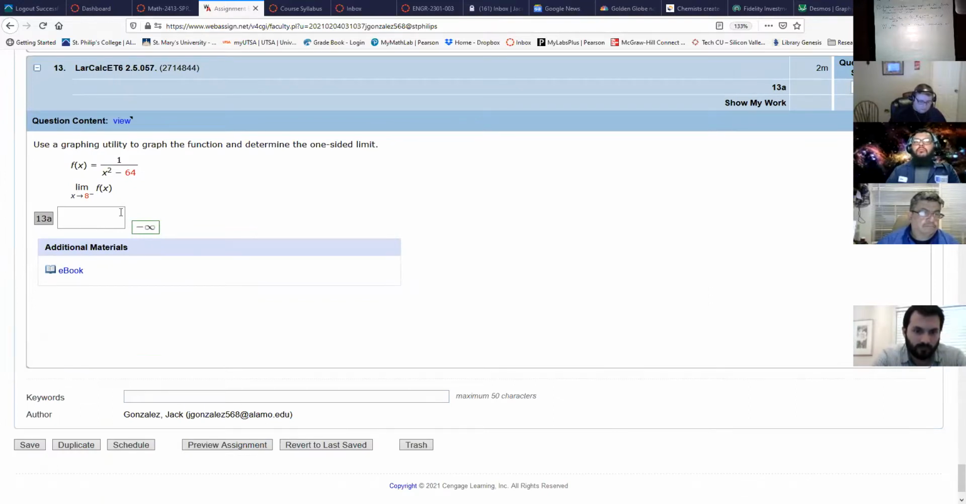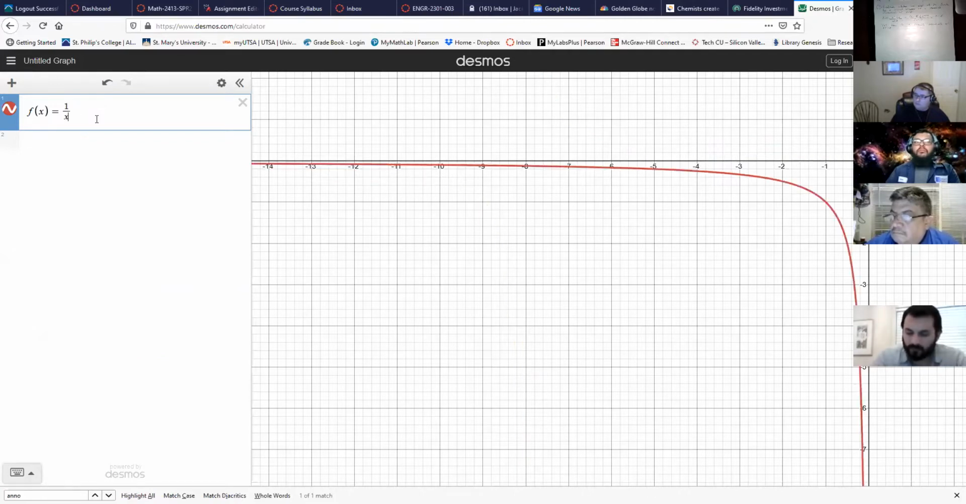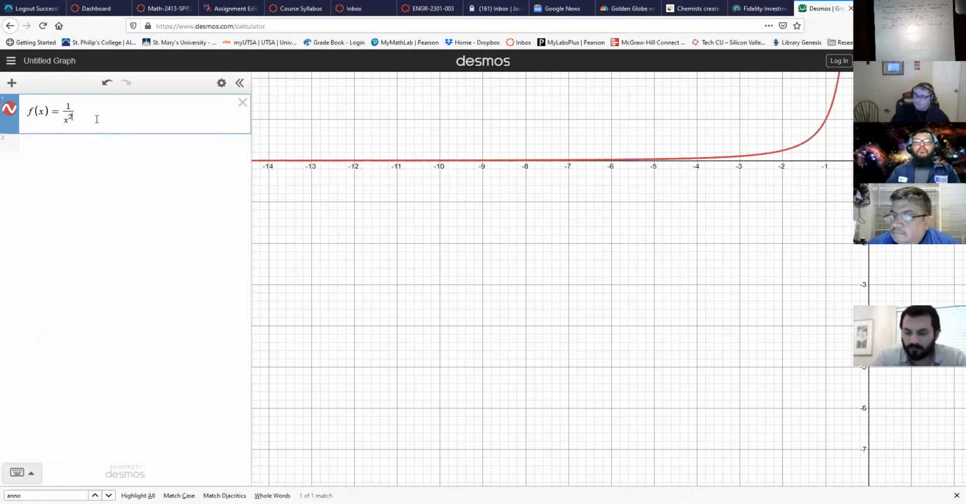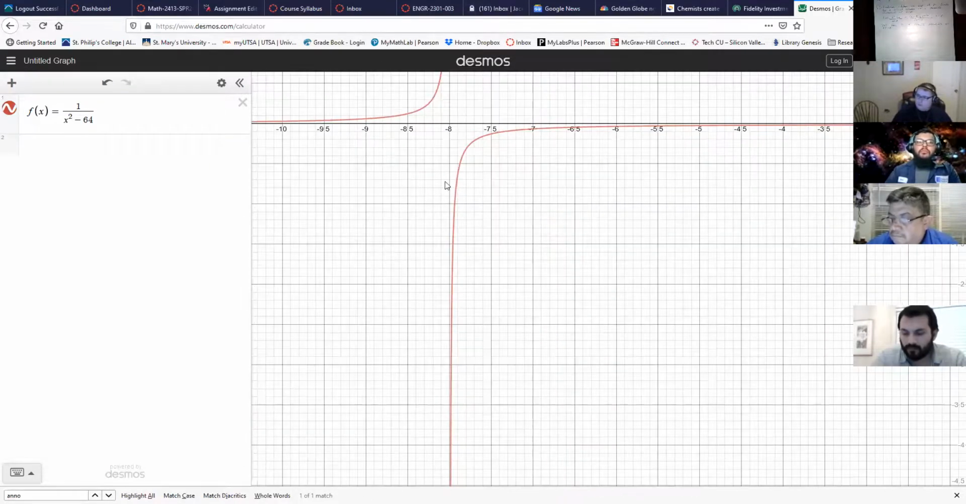Here, you just look at it and see what's going on. Let's try it out. So 1 over x squared minus 64, right? So look at it, right? There's an asymptote there. The limit does not exist, but it does exist from one side or from either side, just not both sides.